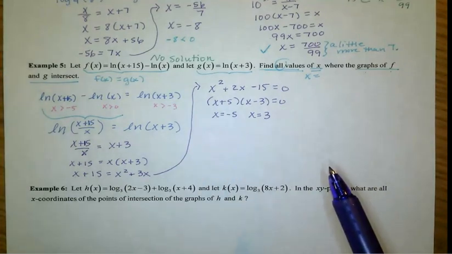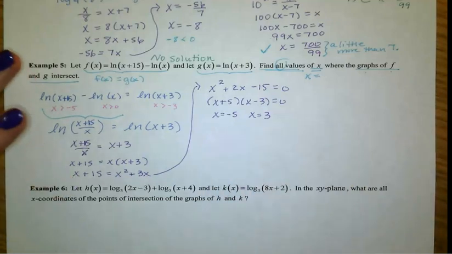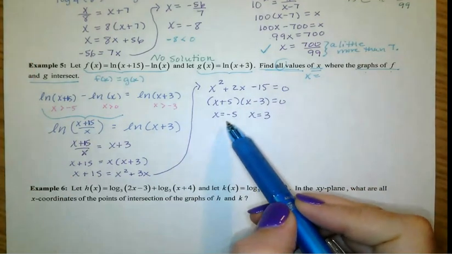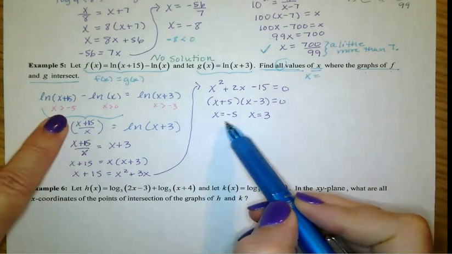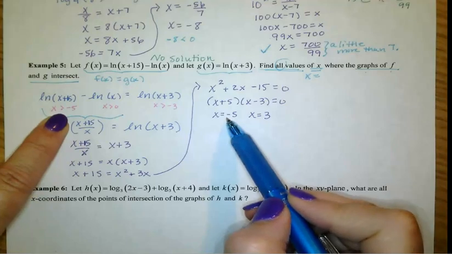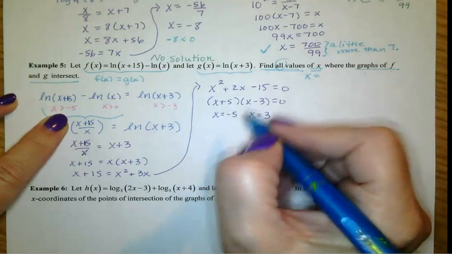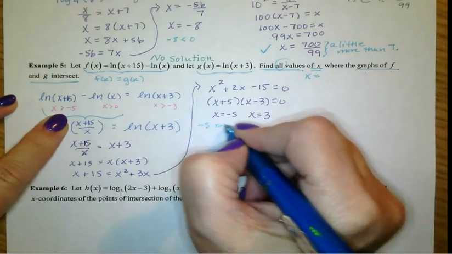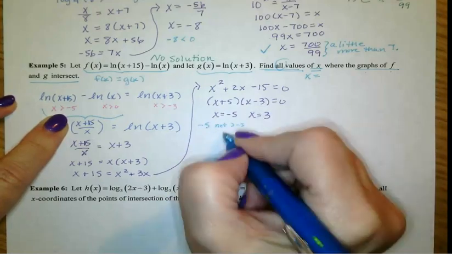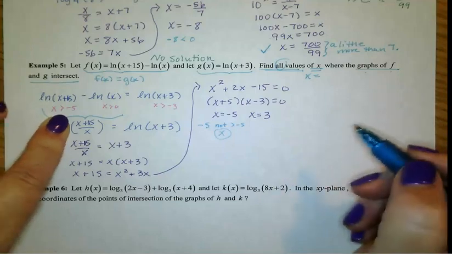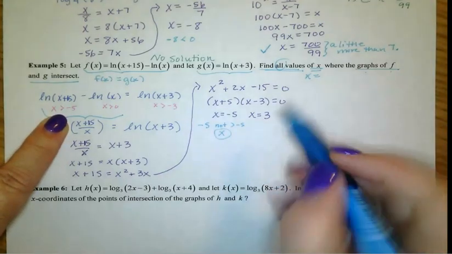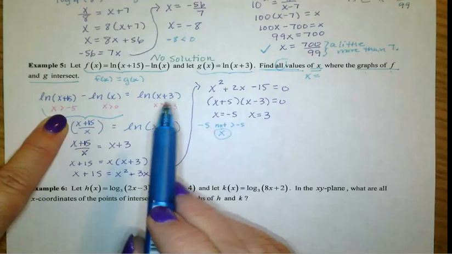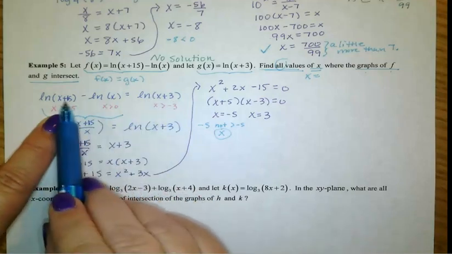So as I am looking at my problem and checking here, I see a bit of a problem in the check, right? For this log, x has to be greater than negative 5. And here, it's equal to negative 5. So negative 5 is not greater than negative 5. So there's no solution that's going to come out of negative 5. Let me check 3.